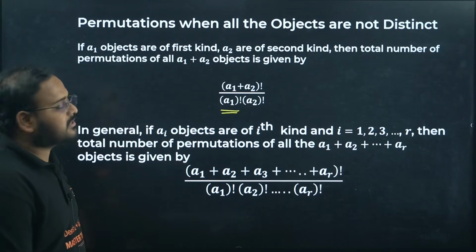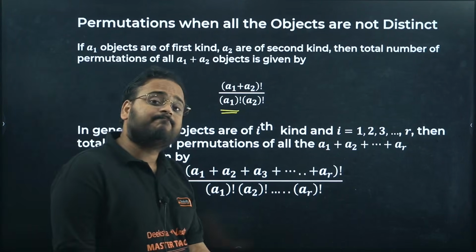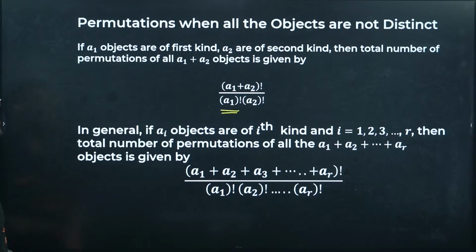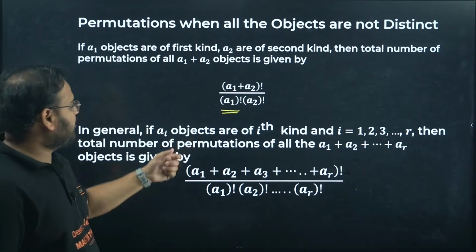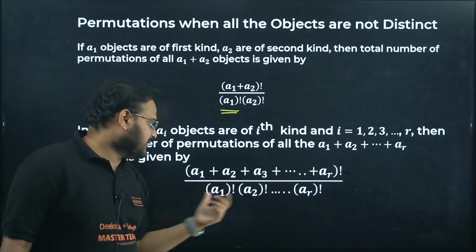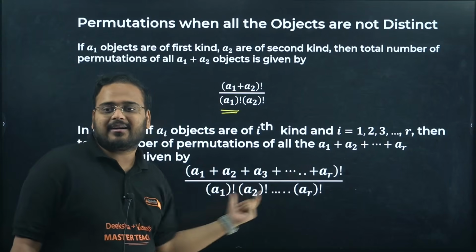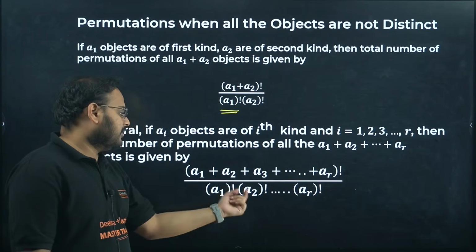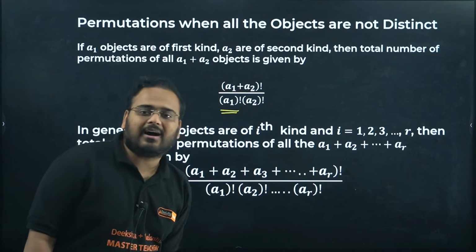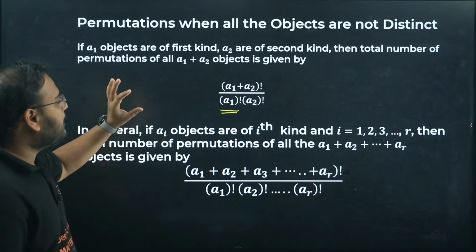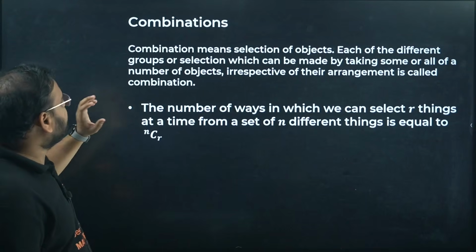Answer will become, how much is it? 24 by 2, 12, okay. In general, if there are A1 objects of one kind, A2 of another, A3, all the way till AR, it is the same expansion: n factorial divided by A1 factorial, A2 factorial, each of the numbers' factorial. We have only 2 over here. This is taken up to R numbers. Don't worry about this, very simple. Basically, this example will help you understand this.